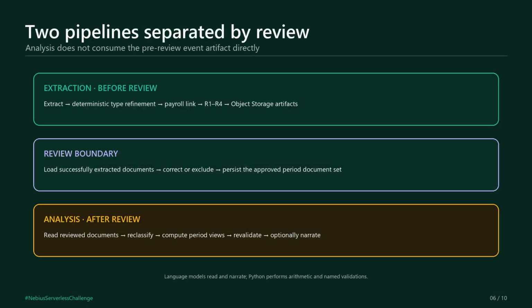The extraction and analysis packages are separated by the review boundary. Extraction creates an event and validation artifact from the successful pre-review documents. The browser then sends back the approved period set. Analysis loads those reviewed documents, performs its own classification, builds the current P&L and cash flow views, reruns the payroll validations, builds employee summaries, calls the supplier component when structured inputs exist, and finally requests narration.